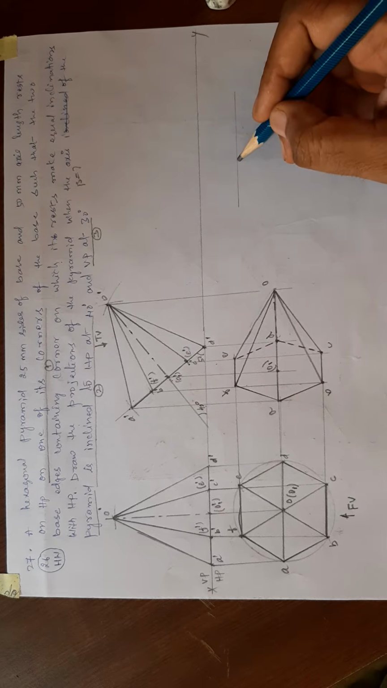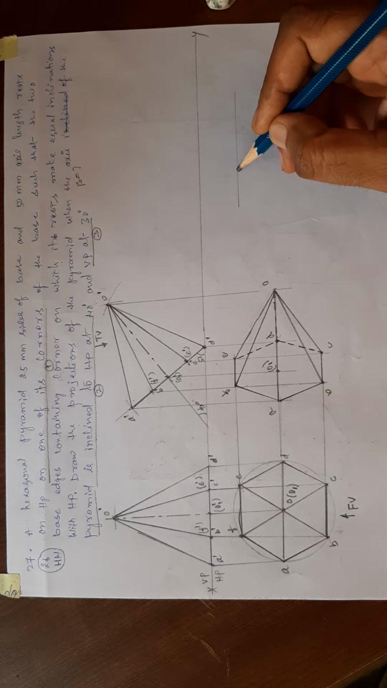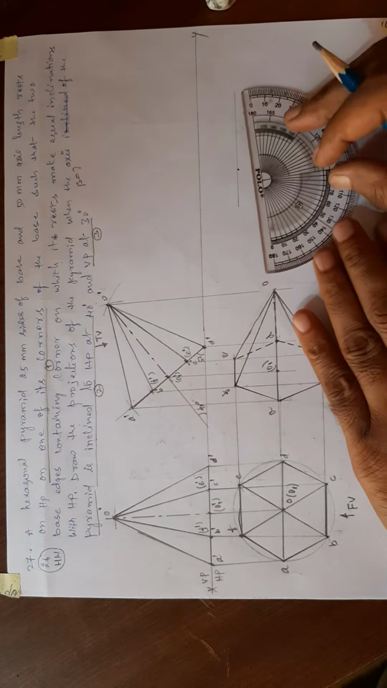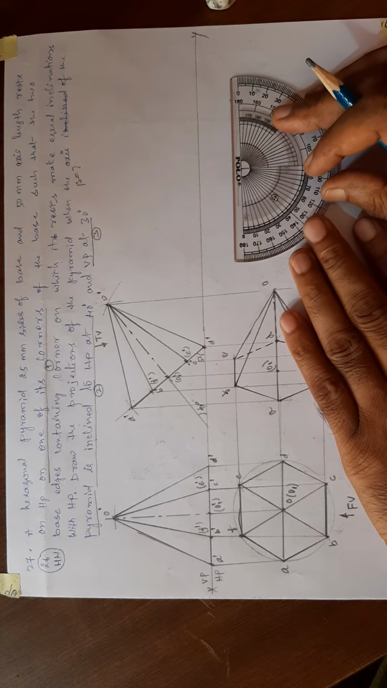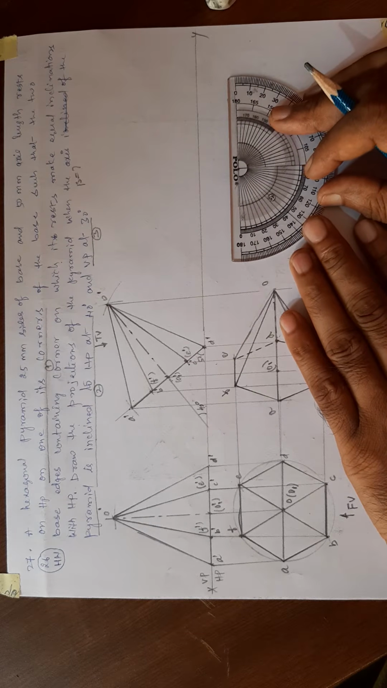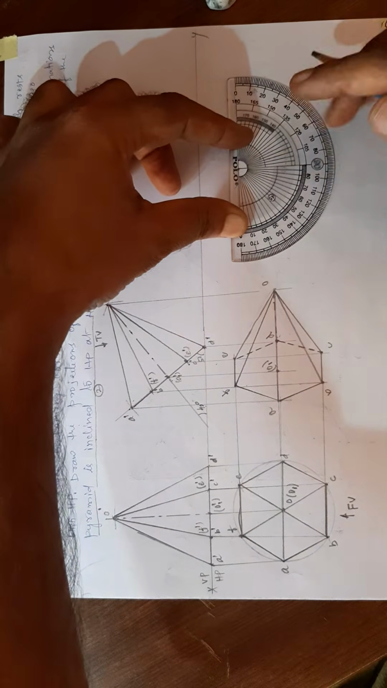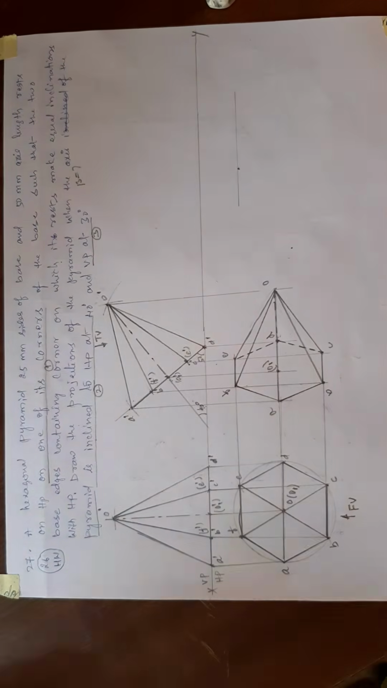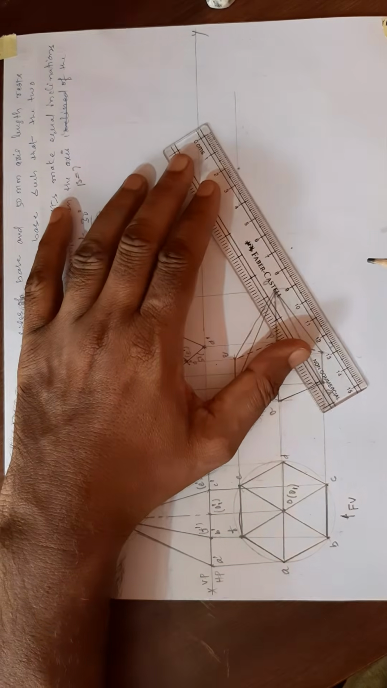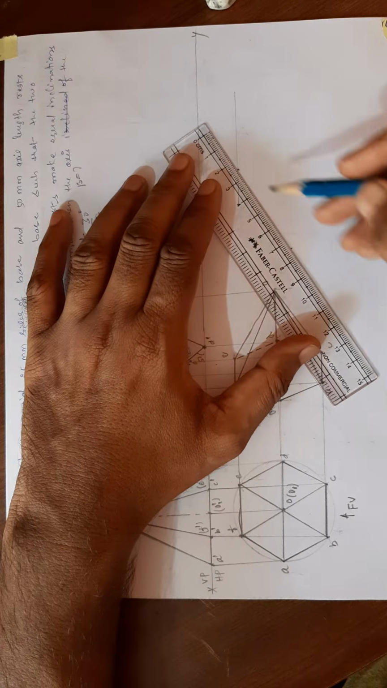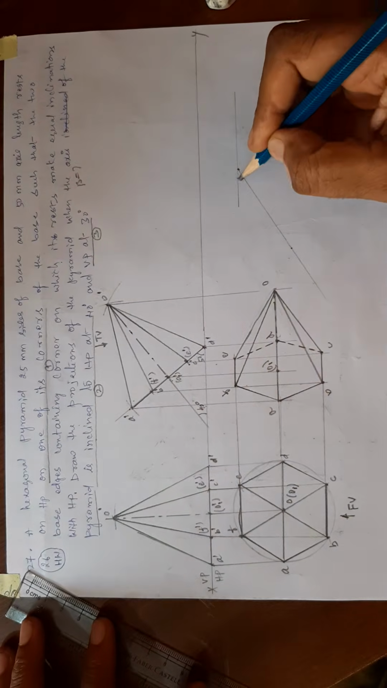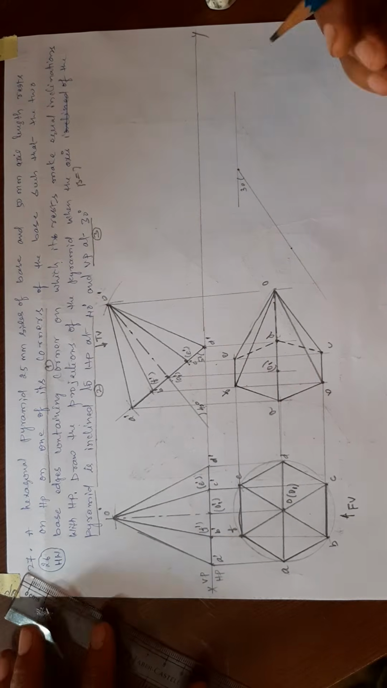Now keeping the protractor at any point here, I will keep the protractor at this point. Measure 30 degrees in the anti-clockwise direction. Now see here, measuring 30 degrees in the anti-clockwise direction. Okay, join that. Now this is 30 degrees.